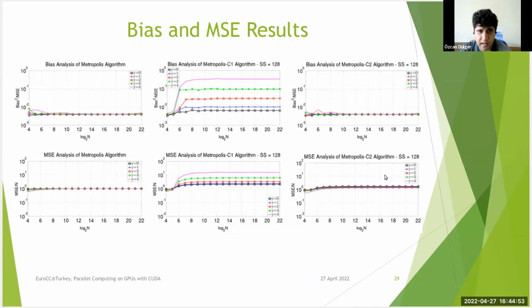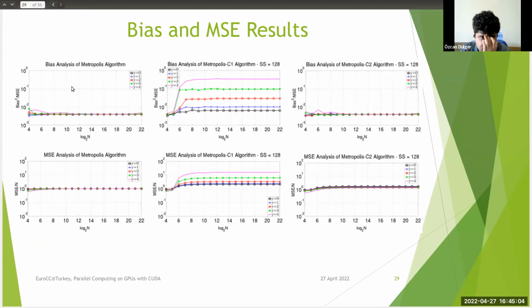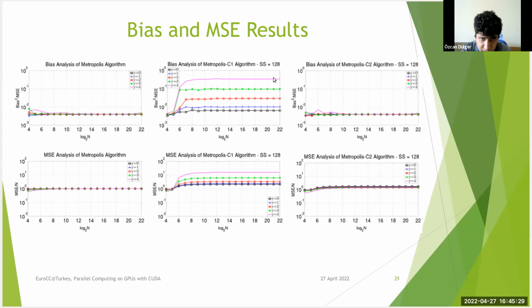And these are the bias and mean square error results of the algorithms here. Let's focus on here. This is the original Metropolis algorithm, and this is Metropolis C1, where the segment size is 128. As you see, the bias becomes worse here with C1 because the S segment consists of one segment, so we have a limited portion of data, and we select the weights within that data, so bias will increase dramatically.